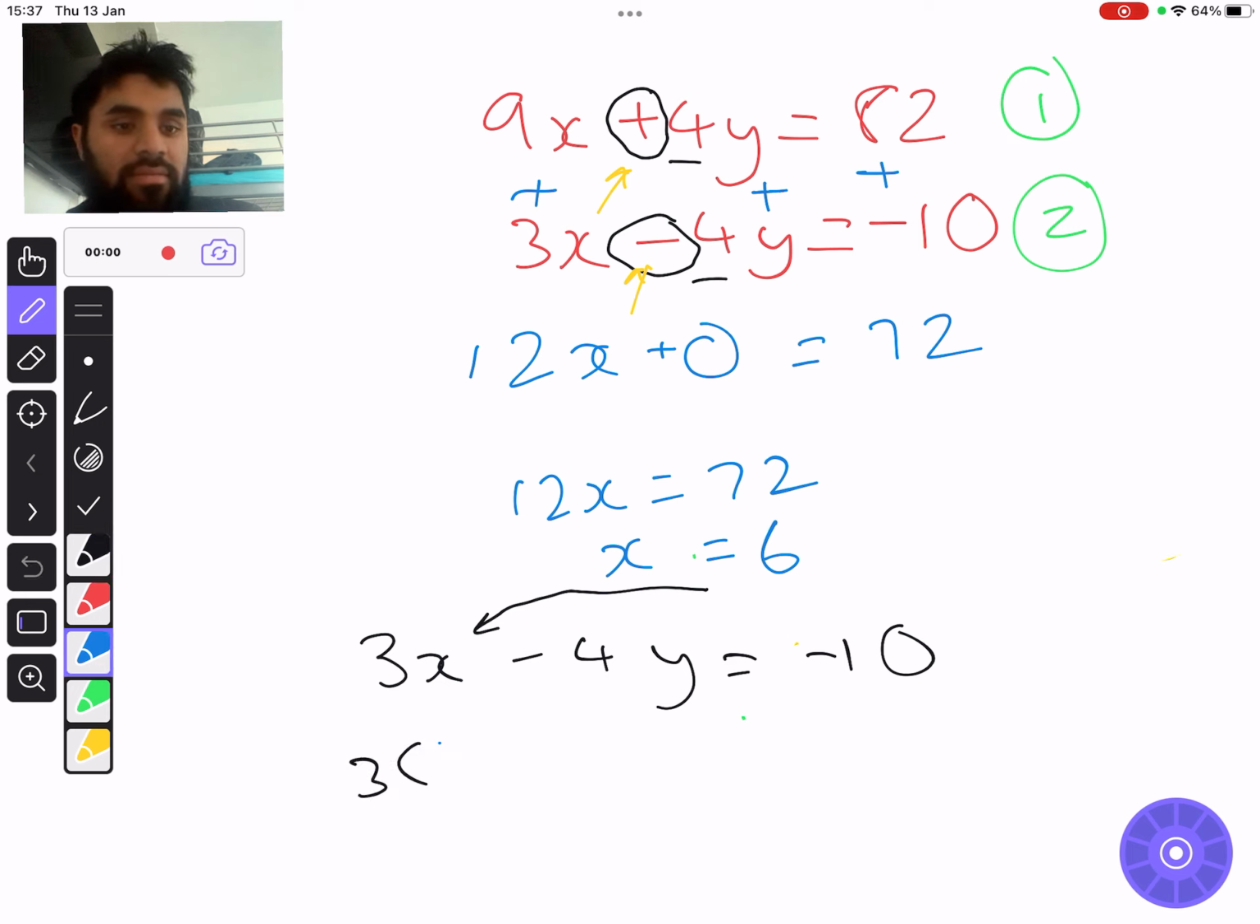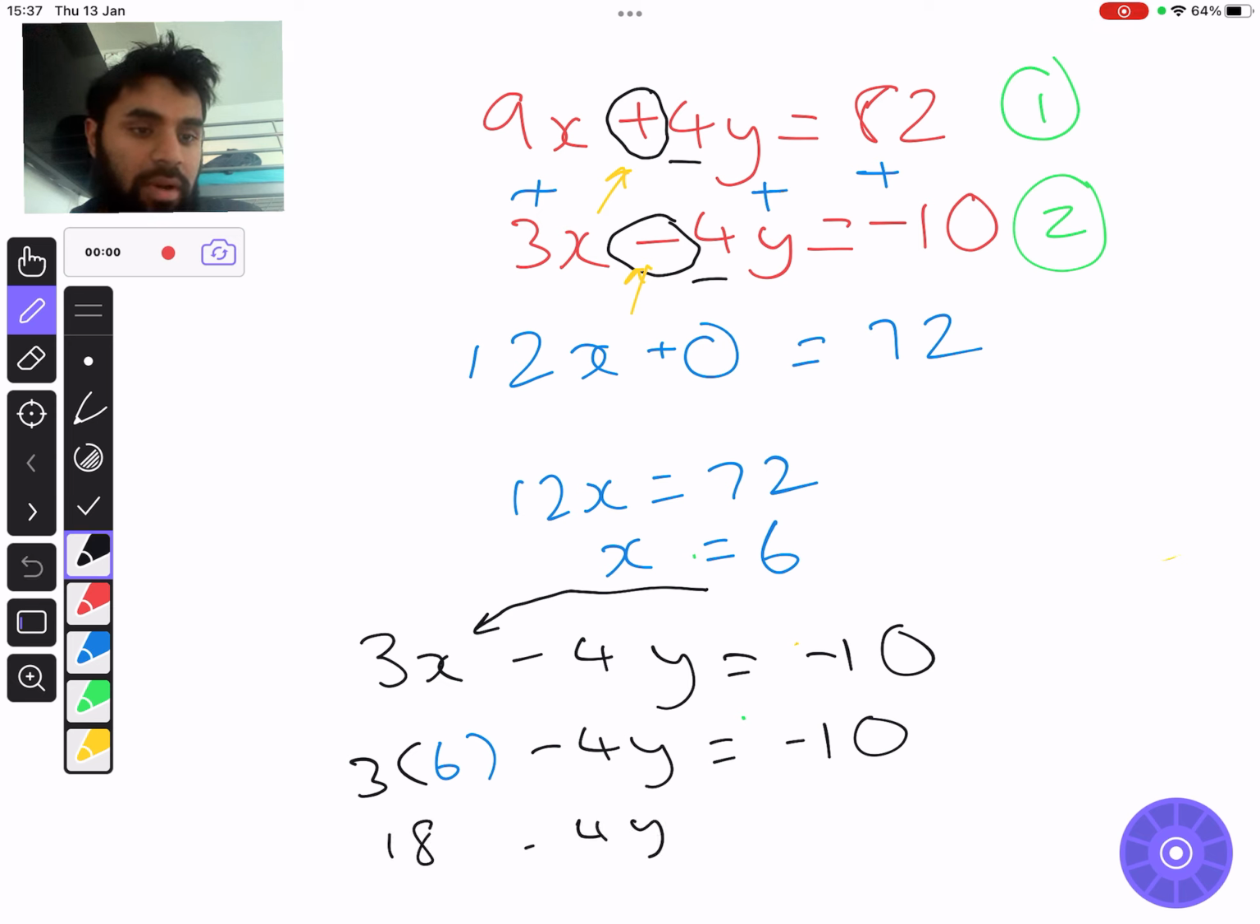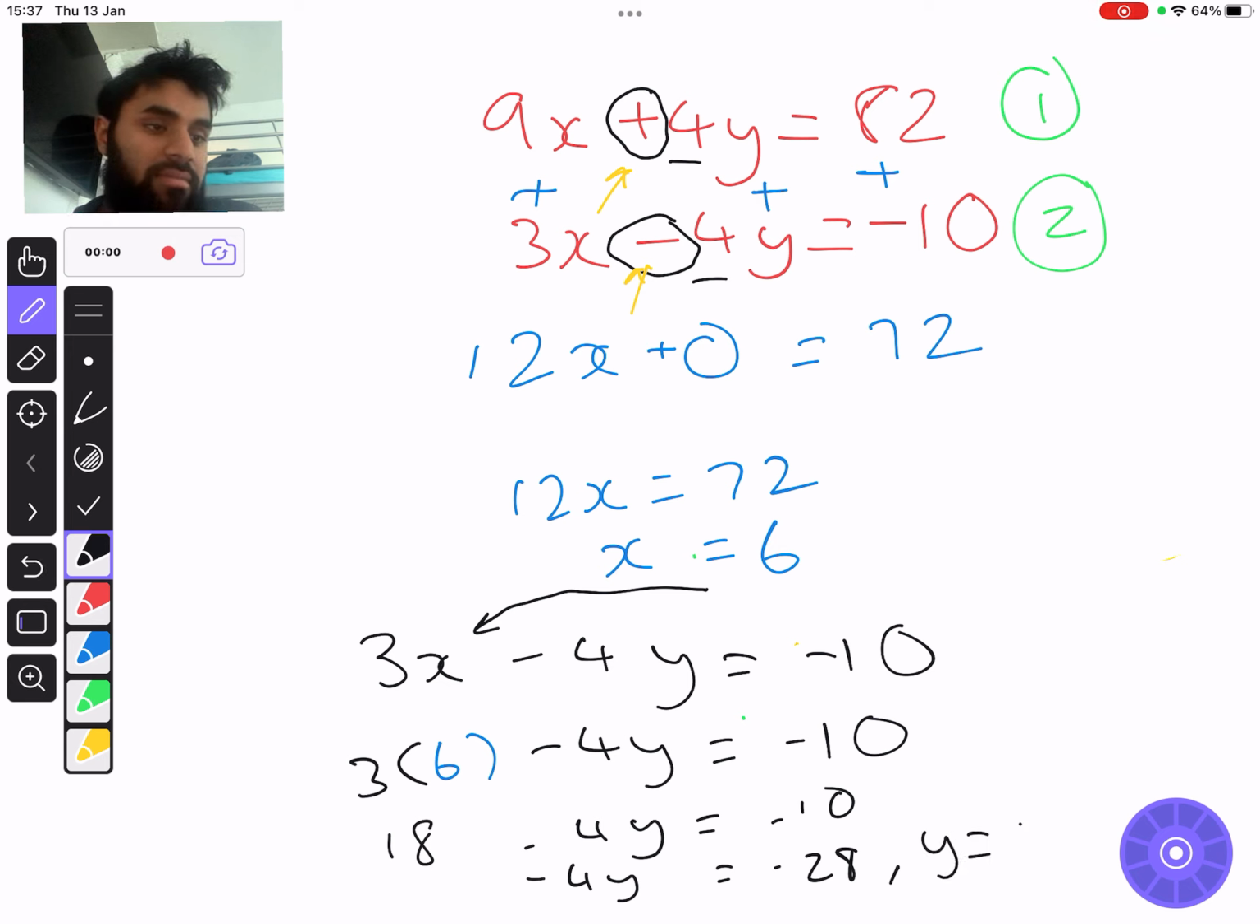6 times 3 is 18, minus 4y equals negative 10. If you minus 18 from both sides, you get minus 4y equals minus 10 minus 18, which is minus 28. And so y must equal 7, because if you divide both sides by minus 4, you get 7. And so your answer would be y equals 7 and x equals 6.